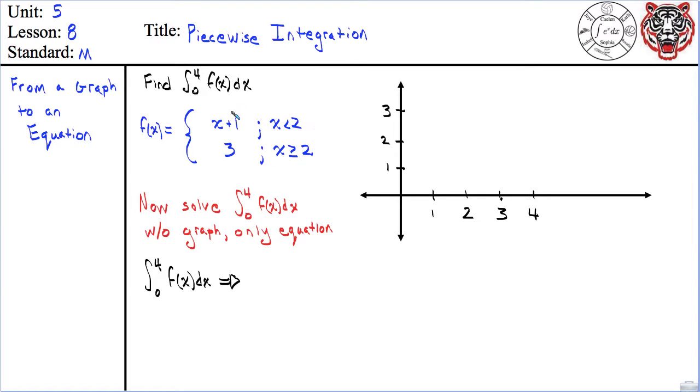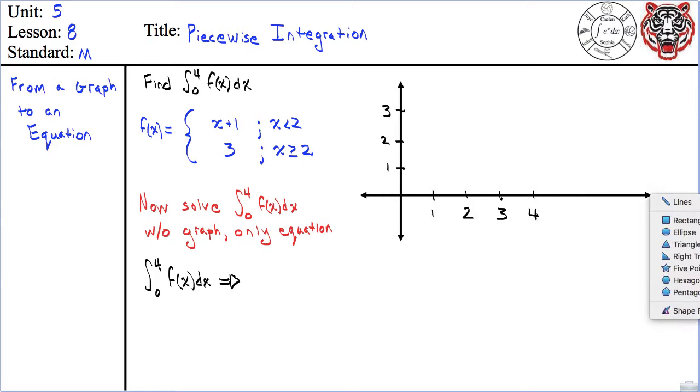All right, now that you've unpaused me. We're trying to find this integral from 0 to 4 of this function, and f of x is defined by this piecewise function: x plus 1 if x is less than 2, and 3 if x is greater than or equal to 2. I want to solve this graphically first, and then after that we're going to solve it with only an equation, no more graphs. So let's look at what this looks like as a graph.